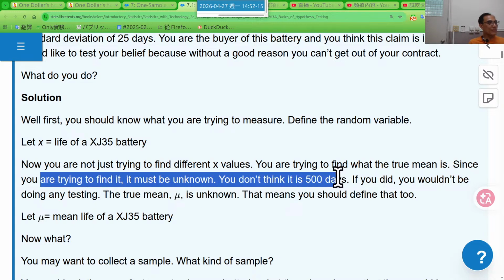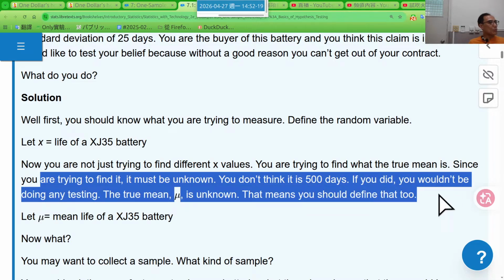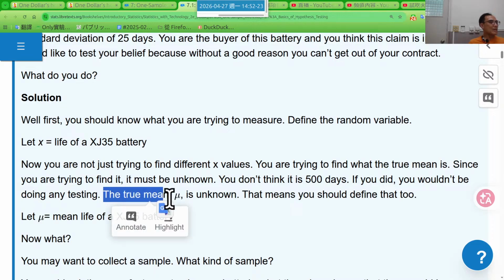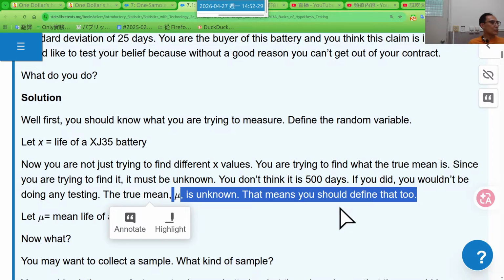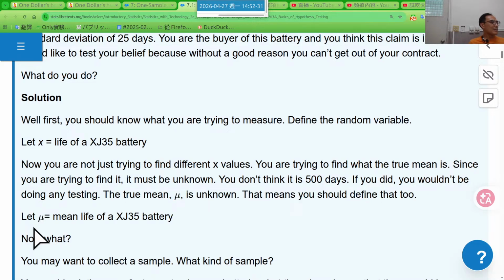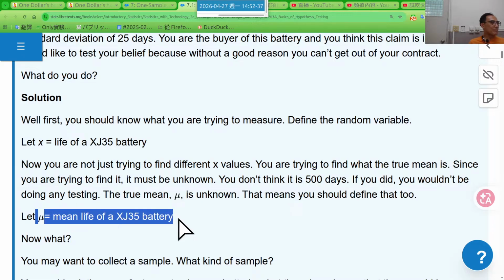You don't know it is 500 days. If you did, you would not be doing any testing. The true mean, mu, is unknown. That means you should define that too. Thus, the average, the mean life of this battery.